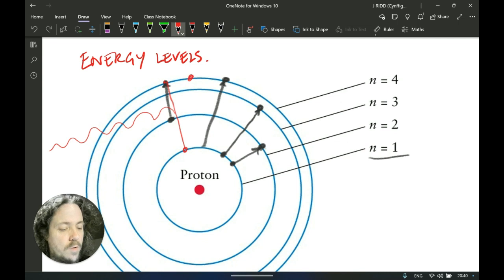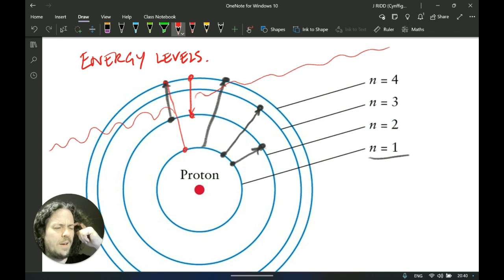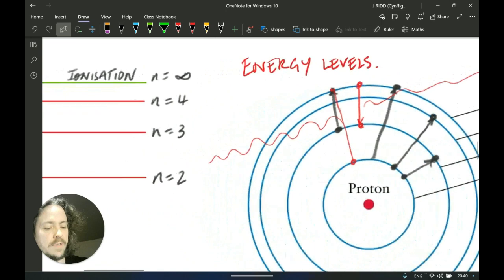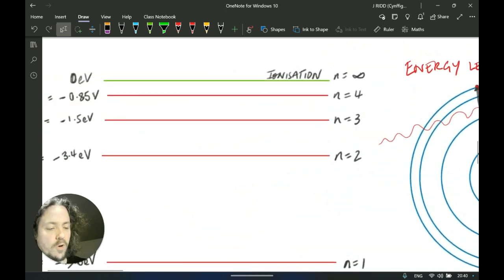So it could have, though, gone from n equals 4 down to n equals 2. And then it would have lost a photon of a lower energy, which I indicated with a longer wavelength. Wasn't that clever? So there'd be less energy emitted in that photon, and it would have a longer wavelength to accommodate that fact. We can represent all this in the following diagram.